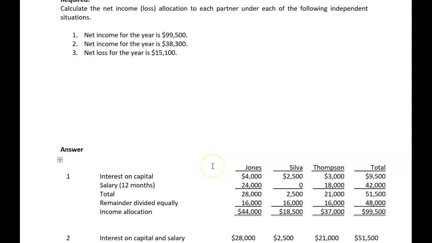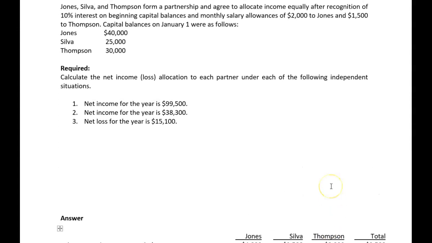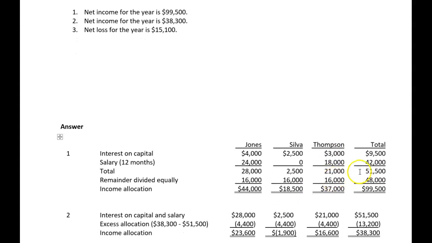Right, part one, interest on capital, 10% of those beginning balances, so that's a total of $9,500, and this is how it splits up. We're doing this on an annual basis, so that $2,000 a month for Jones is $24,000, and the $1,500 a month for Thompson is $18,000. So those two things get allocated first for a total of $51,400. The income is $99,500, so the difference of $48,000 is split evenly.